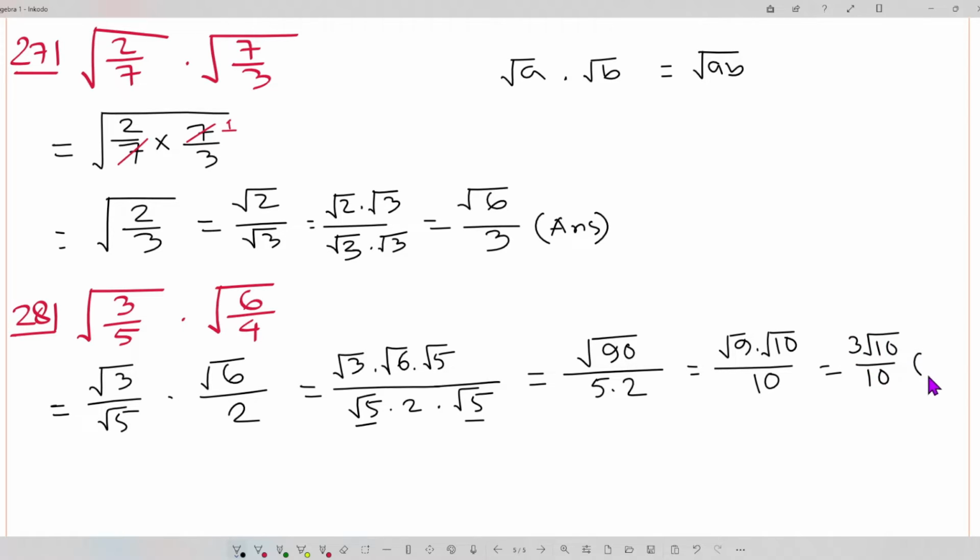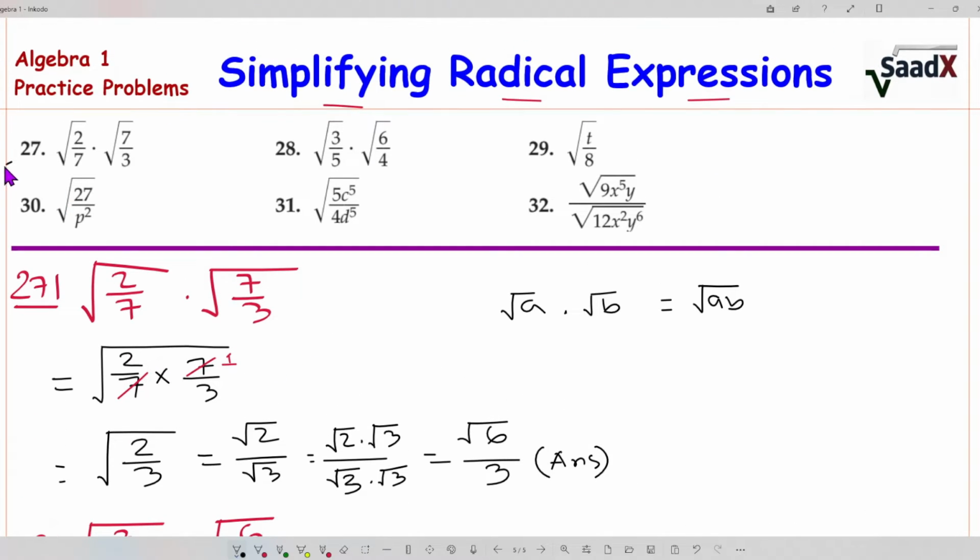This is our answer. There are lots of ways you can solve this one. This is one of the good ways you can solve this kind of problem. So number 27 and now 28 are done.